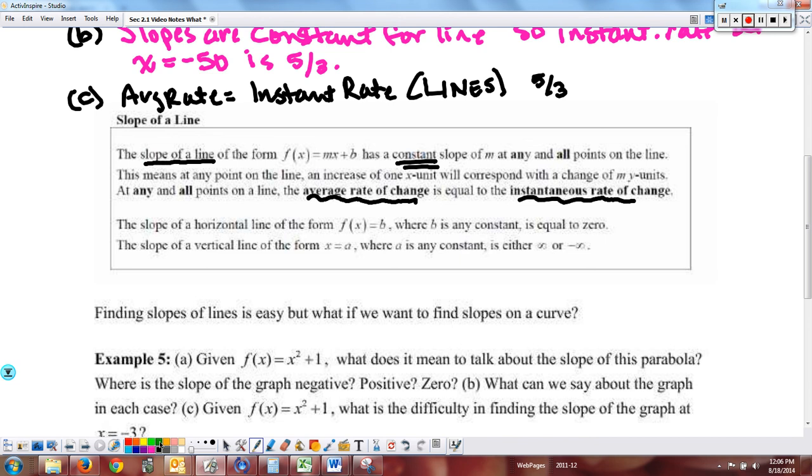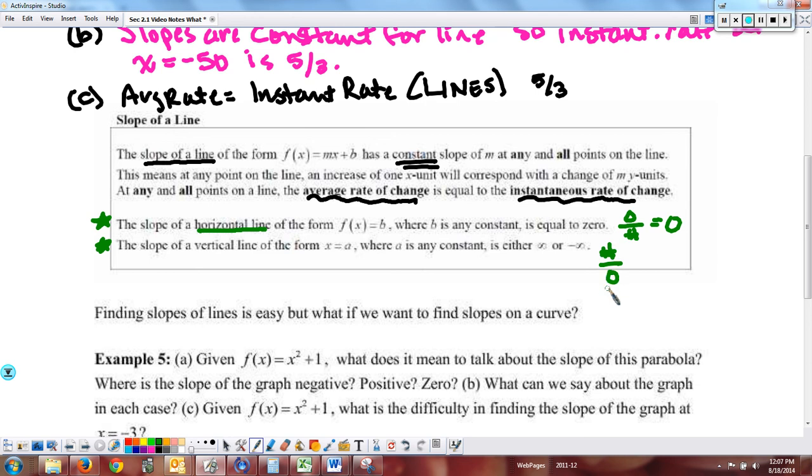A couple of special linear functions, or well, lines that we want to look at, not necessarily functions. The slope of a horizontal line, where you have y equals a constant, is equal to 0, because your change in y is equal to 0. You get 0 over a number, and 0 over a number is 0. And then the slope of a vertical line: in a vertical line, your change in x is 0. So you end up with a number divided by 0.